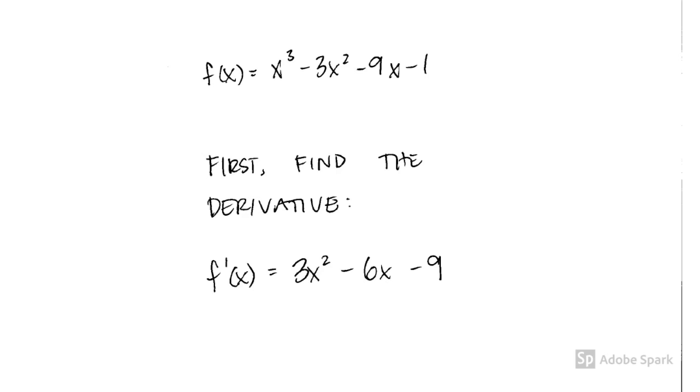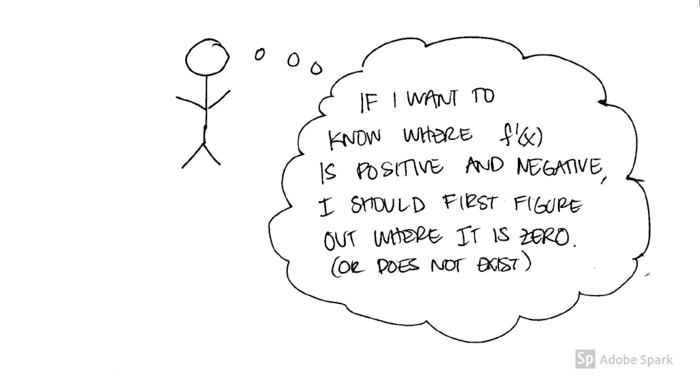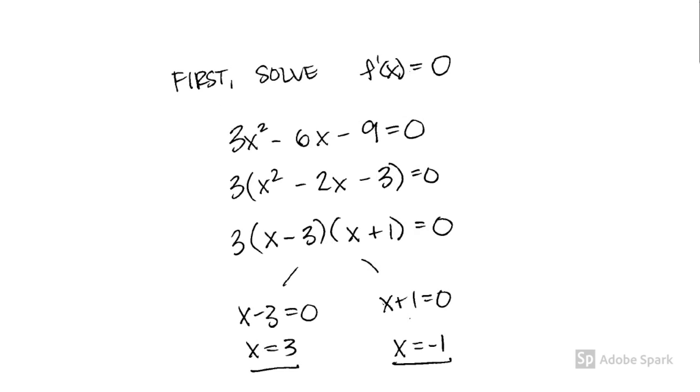First, find the derivative. F prime of x equals 3x squared minus 6x minus 9. If I want to know where f prime of x is positive and negative, I should first figure out where it is 0 or doesn't exist. So let's solve f prime of x equals 0. That is 3x squared minus 6x minus 9 equals 0. First I factored out a 3, and then I factored x squared minus 2x minus 3 as x minus 3 times x plus 1, and set each of those factors equal to 0 to get x equals 3 and x equals negative 1 as the places where the derivative is 0. But feel free to use the quadratic formula if you can't factor, or even a computer is fine.